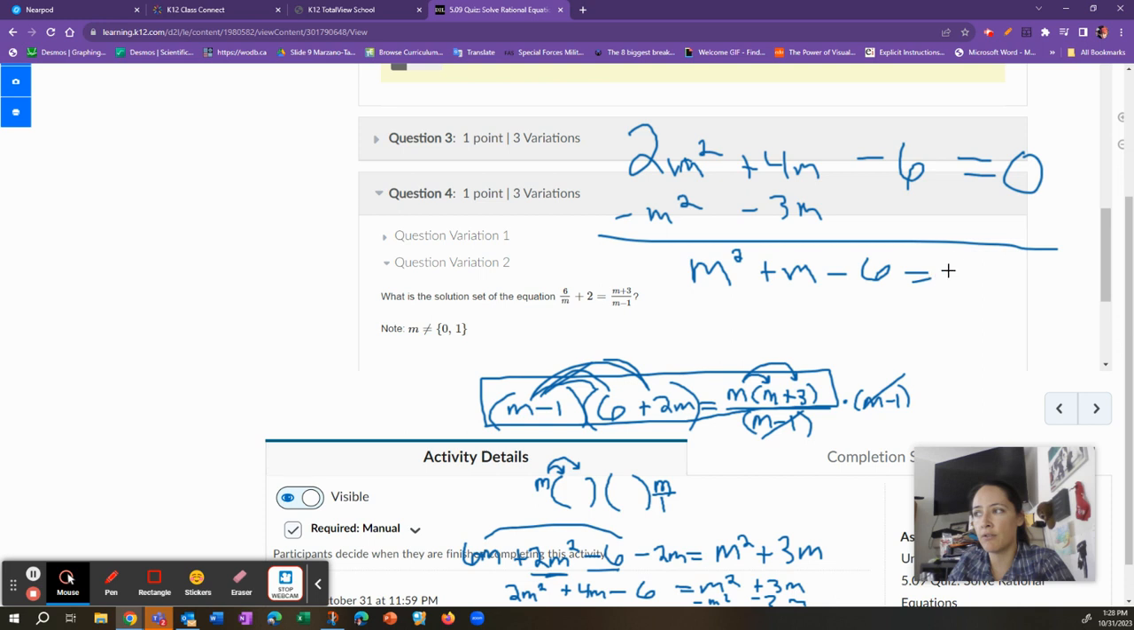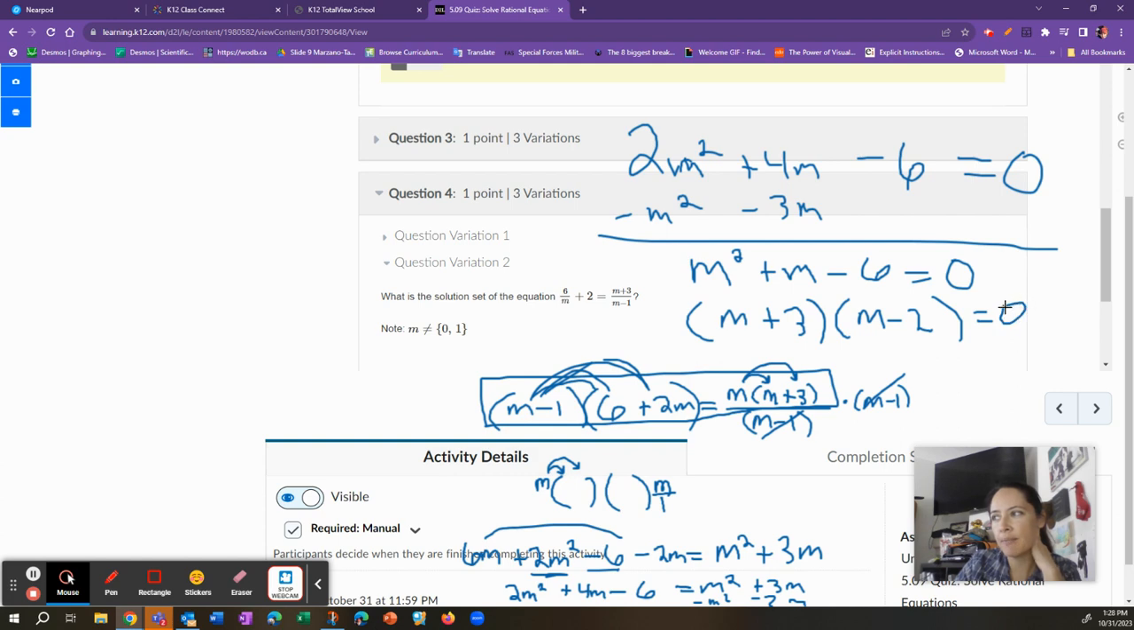Setting it equal to 0 for a quadratic, that's nice because now I can use the quadratic formula, I can factor, I can do lots of things. I see that it should be factorable, right? m plus 3, m minus 2. What did I just do?